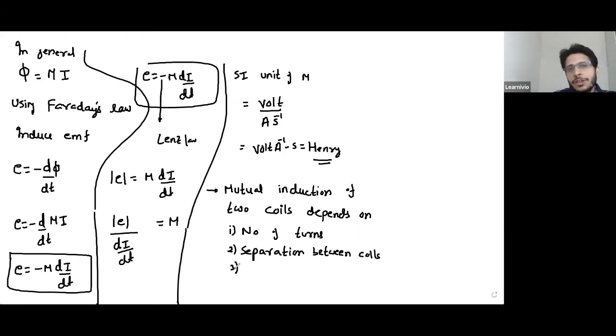After separation, it depends upon the orientation of the coil, how those two coils are placed. Relative orientation of coils. And also on the medium. It also depends upon the medium between the two coils. These are the factors which can affect mutual induction of two coils. Okay, solve this question, formula based numerical.